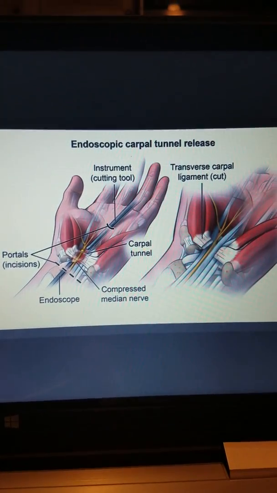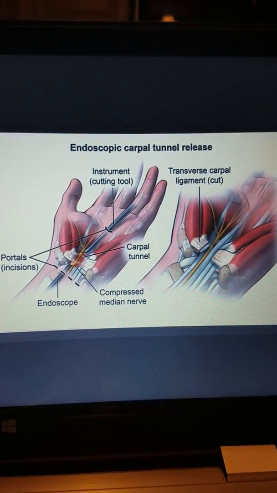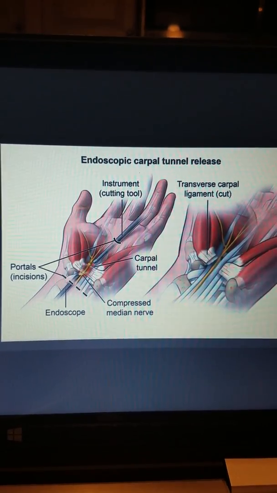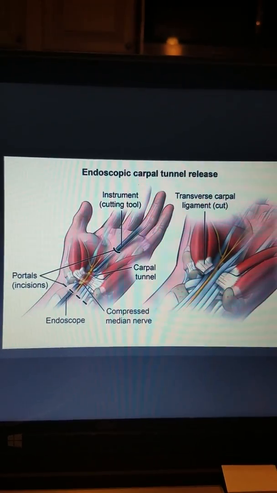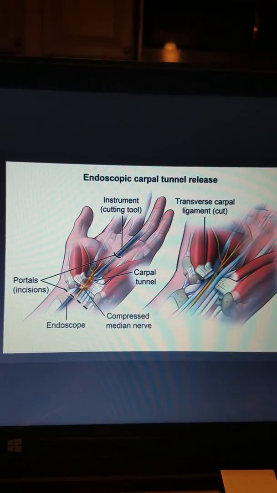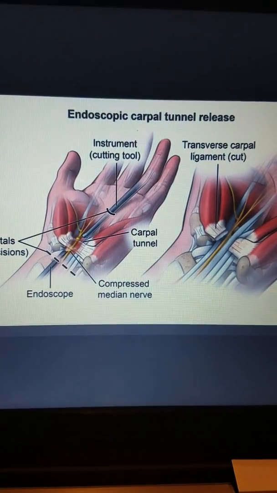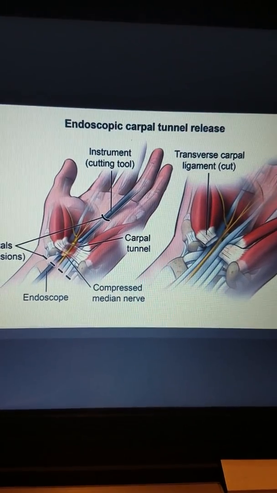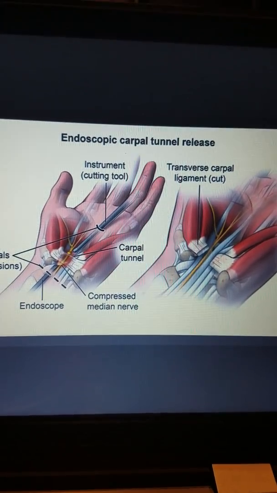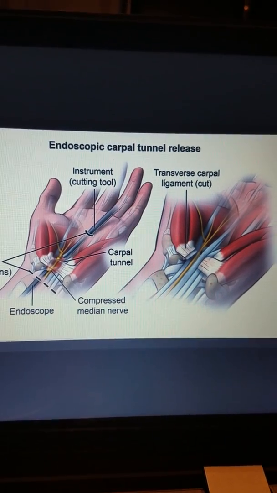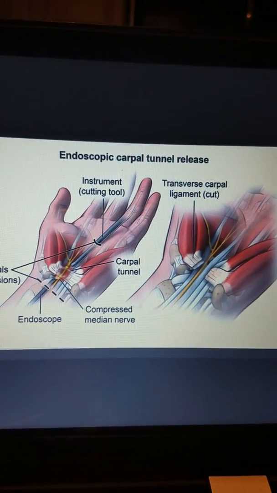And this one right here is an endoscopic carpal tunnel release. In this one, he will make a small incision and use an endoscope with a camera on it, and he will use a cutting tool, like shown in the picture, and he will divide the transverse carpal ligament just like the open carpal tunnel release.